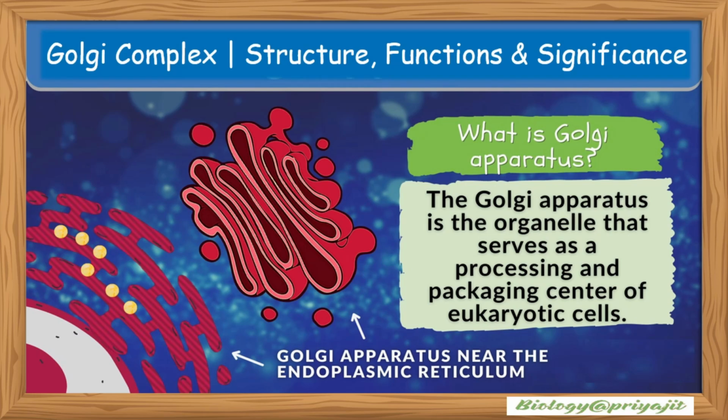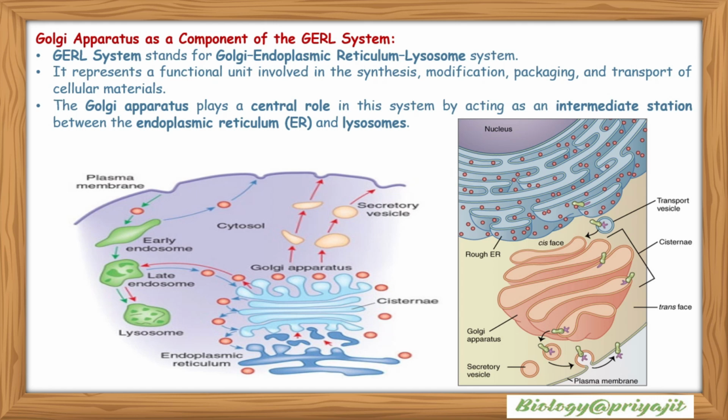Today we will explore an important cell organelle, the Golgi complex, often called the cell's packaging and dispatching center. It plays a vital role in modifying, sorting and transporting proteins and lipids within the cell. Let's understand its structure, major functions and overall significance in maintaining cellular organization and activity in a simple and clear way.